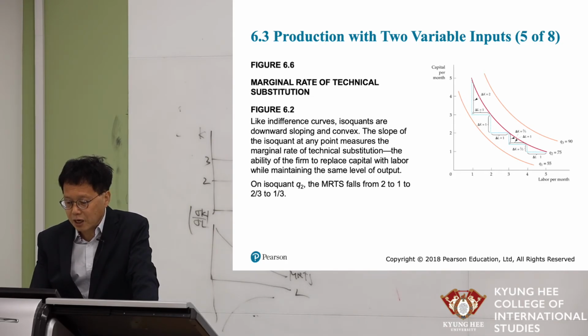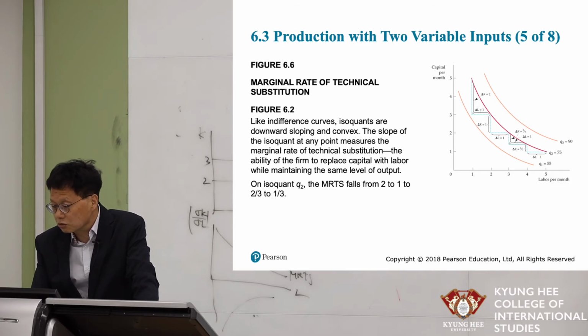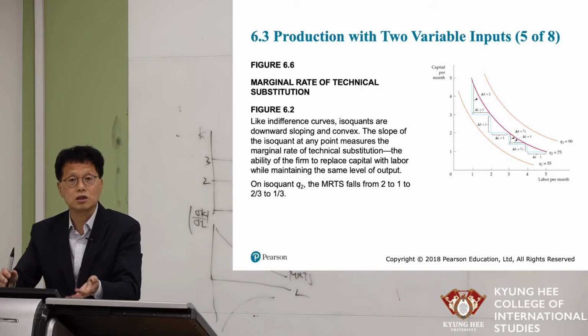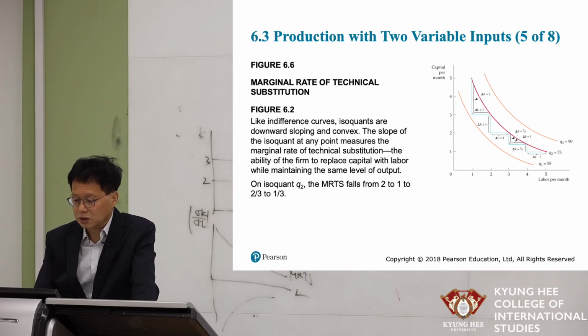The slope of the isoquant at any point measures the marginal rate of technical substitution, the ability of the firm to replace capital with labor while maintaining the same level of output. On isoquant Q2, what is Q2? This one. The MRTS falls to 1, 2 thirds, to a third. When you're moving here, the triangle is very steep. That is 1, that is a third like this. Right? Decrease. The shape of the triangle becomes smoother and smoother. Right? So MRTS decreases.